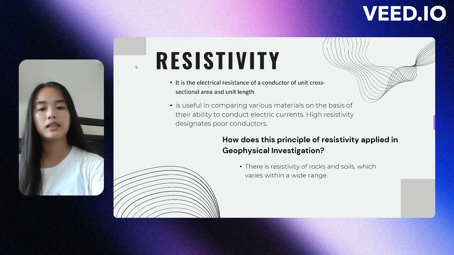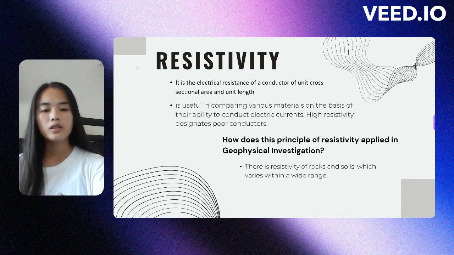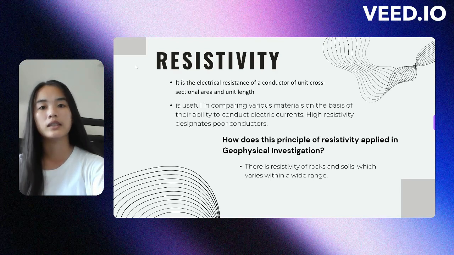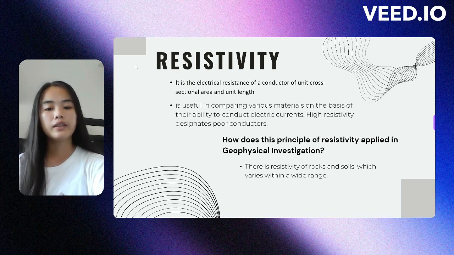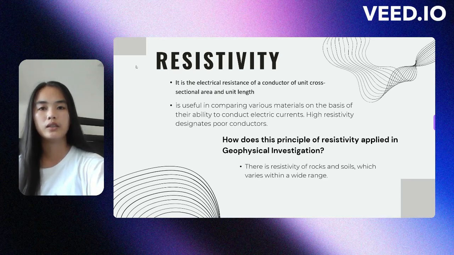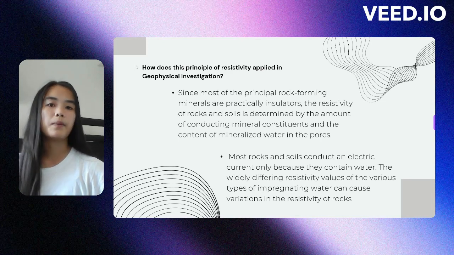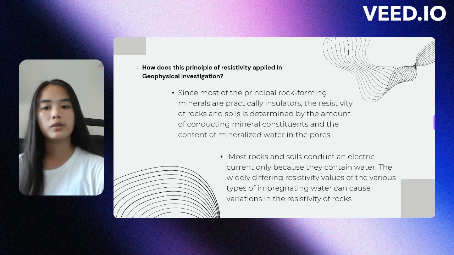High resistivity designates poor conductors. So how does this principle of resistivity apply in geophysical investigation? There is resistivity of rocks and soils, which varies within a wide range. Resistivity is the fundamental physical property of the metal in the wire. Resistivity is the property which we are trying to measure with resistivity surveys.